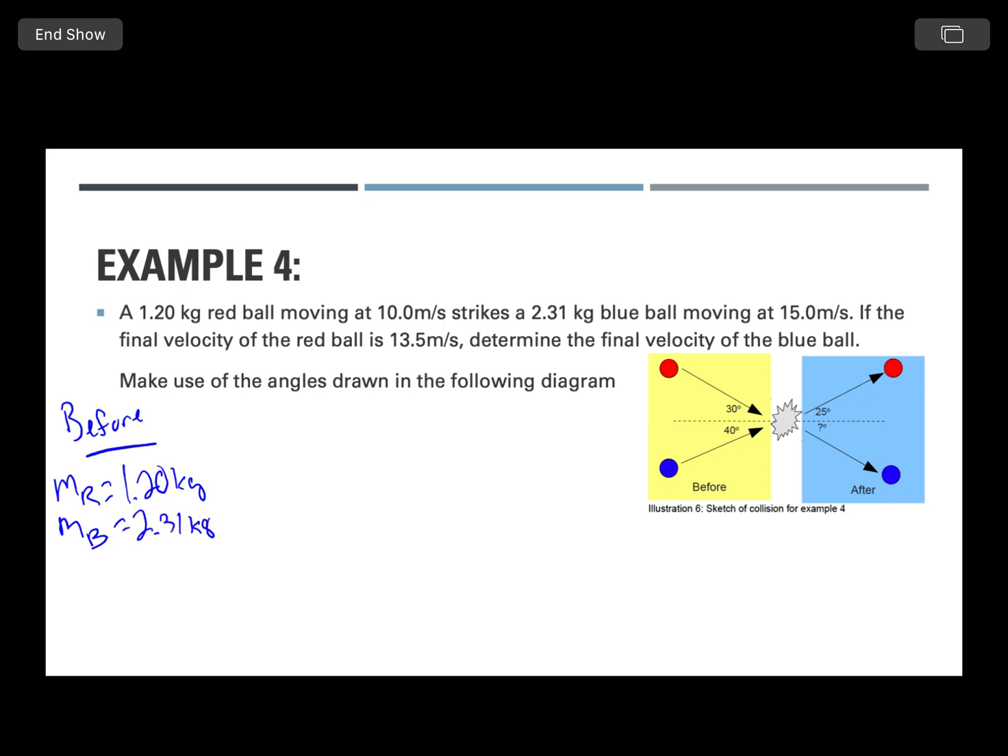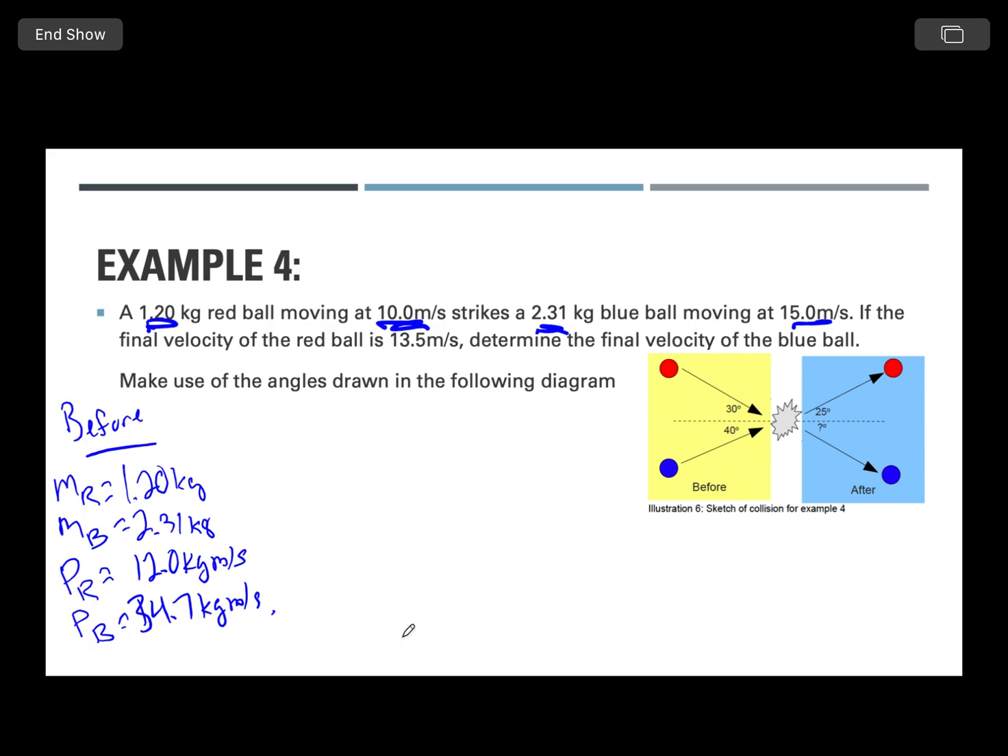Okay, so we can actually figure a couple of things out. We can figure out the total momentum first. So let's do that. We're going to take each of these speeds, multiply by each of these masses. Pretty straightforward. Okay, but we need it broken down. So let's take a look.